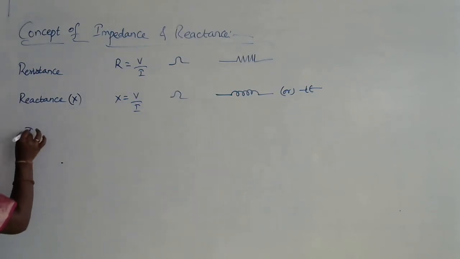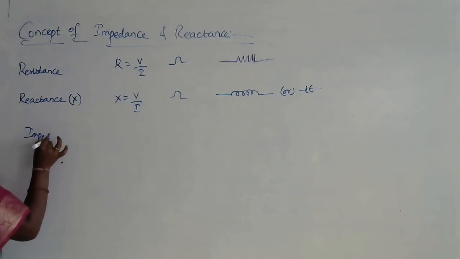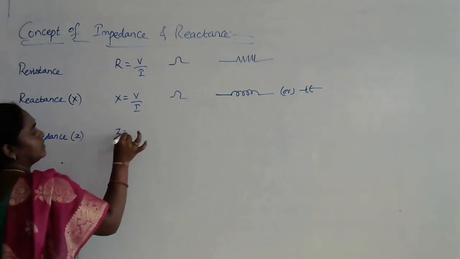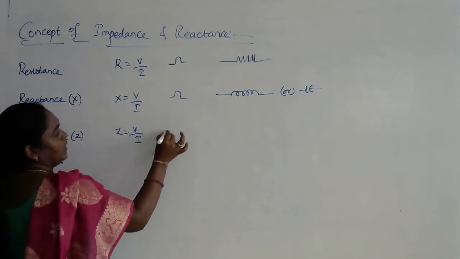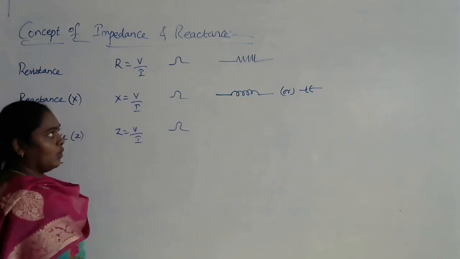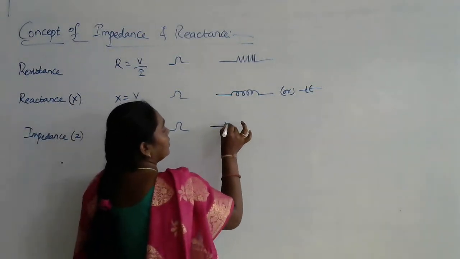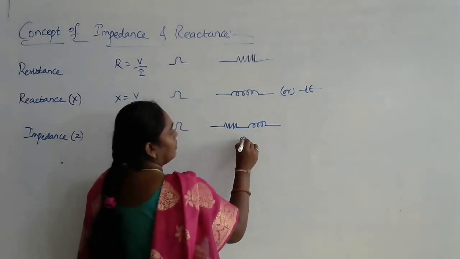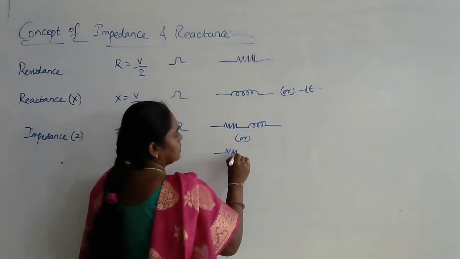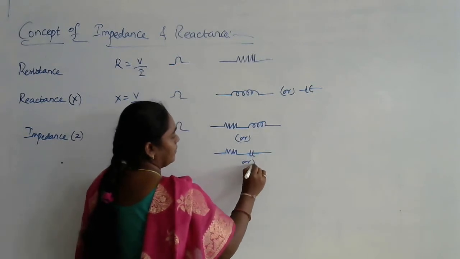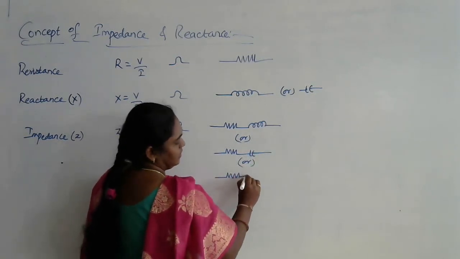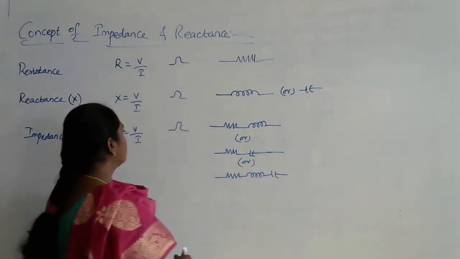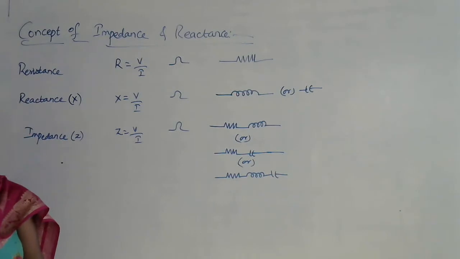The next one is impedance. It is represented by Z. Z is equivalent to V by I, and the units are ohms. But if a circuit consists of a resistor followed by an inductor, or a resistor followed by a capacitor, or a resistor followed by an inductor as well as a capacitor, then such a circuit is called an impedance circuit.